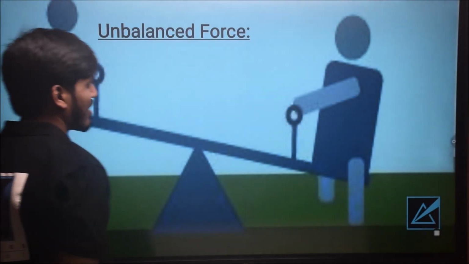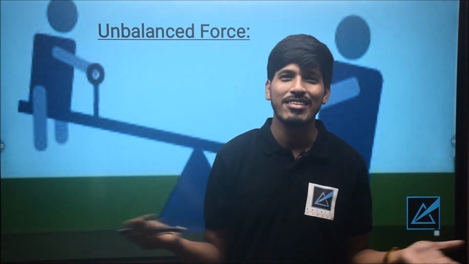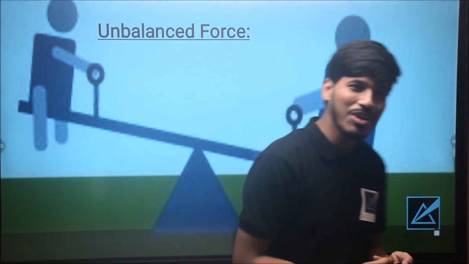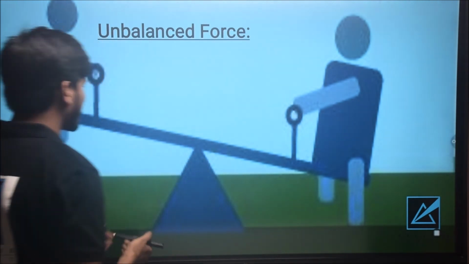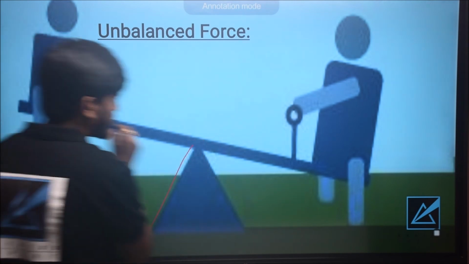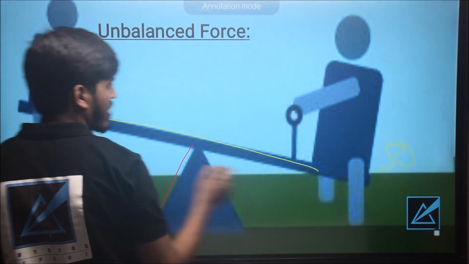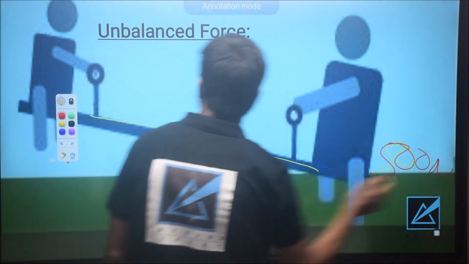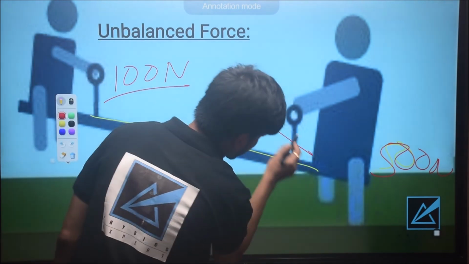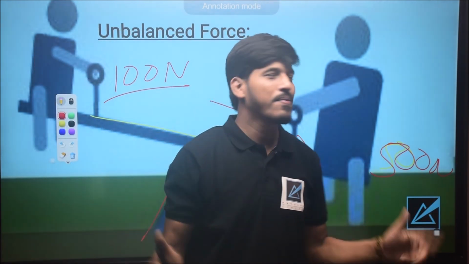Now, unbalanced force. Let us try to understand what is unbalanced force. Okay, I already told you, but I am again repeating it. Here you see, a very interesting subject. On this side, suppose 500 Newton, and on the left side, suppose maybe 100 Newton. It means the net force is 400, and because of 400 Newtons it is going in the downward direction. So there is a net force.